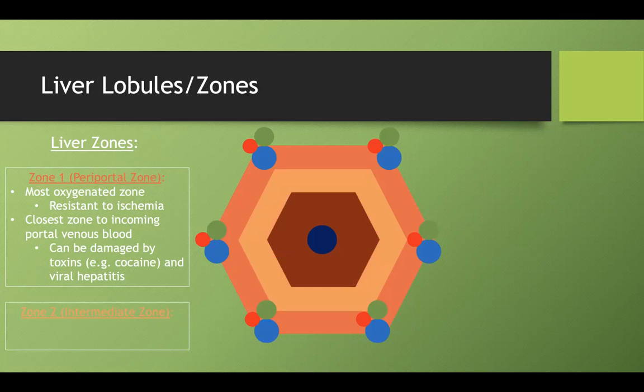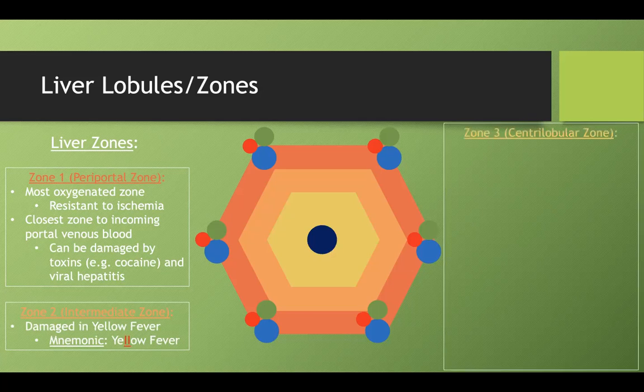I've seen a lot of resources that always mention that it gets damaged in yellow fever, and then they have this mnemonic where the two L's in yellow is like zone 2, essentially. I've never been tested on this, and I don't remember seeing any question bank or even practice questions on this, but something to keep in mind.